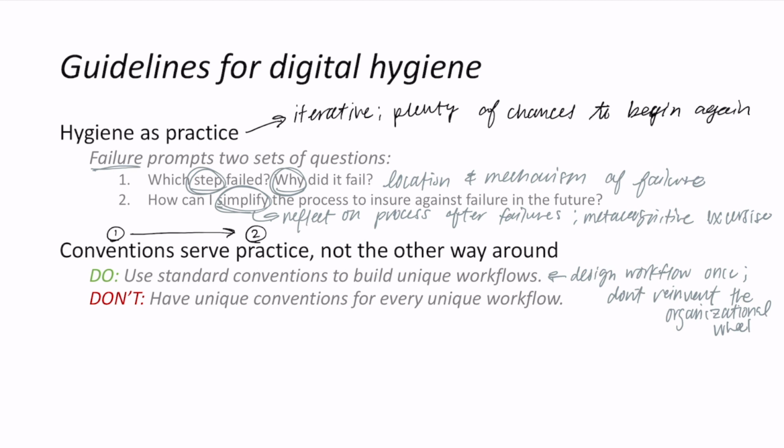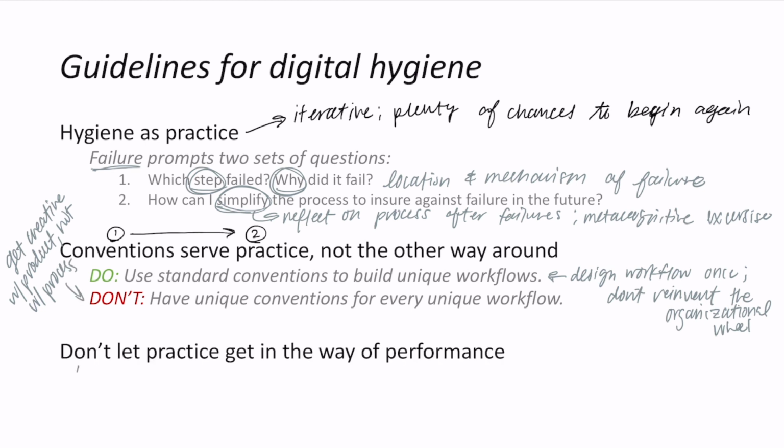So, on the other side of things, creating new conventions for every unique workflow means that you're managing not just the workflows, but also all of those different systems that you've engineered. So standard advice, generally speaking, is to design the workflow once and then don't try to reinvent the organizational wheel every time you have a new set of information that you have to organize. If you abide by this guideline, you'll be able to get creative with the product that you're delivering and not necessarily with the process. The process can fade into the background, so the product really can take the final view.